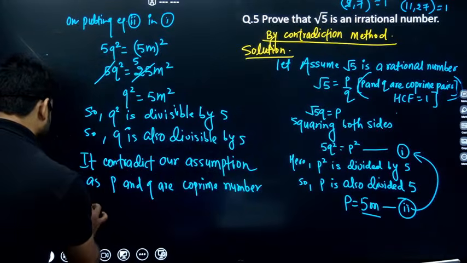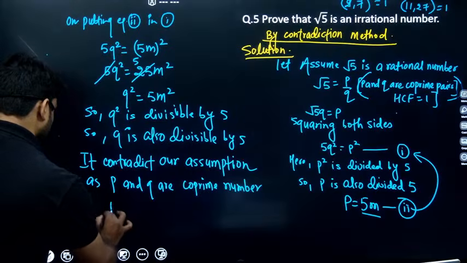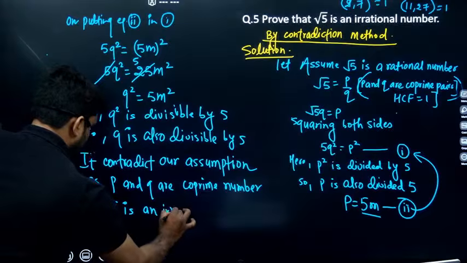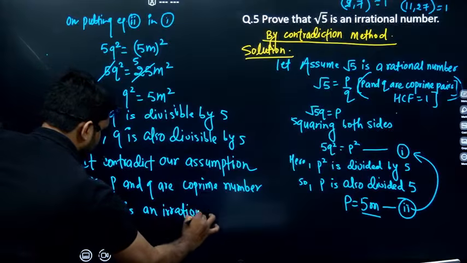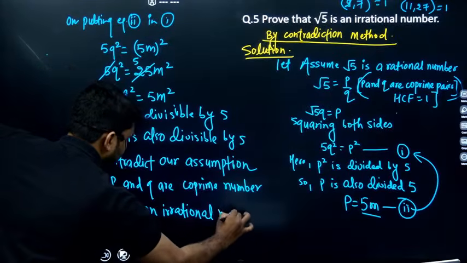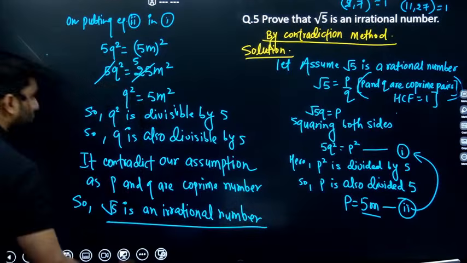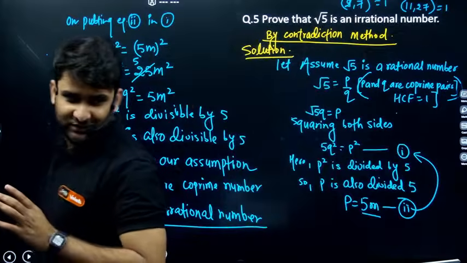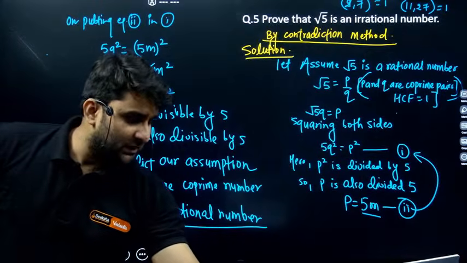Hence, root 5 is an irrational number. It can't be a rational number. Root 5 is an irrational number. I hope, class 9th ninjas, you have really enjoyed this solution. Clear to all? Clear to all class 9 champions?